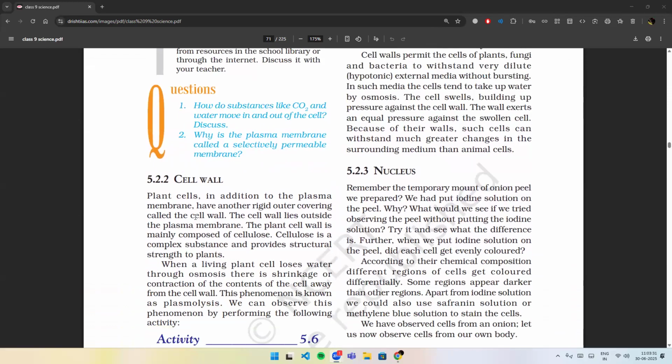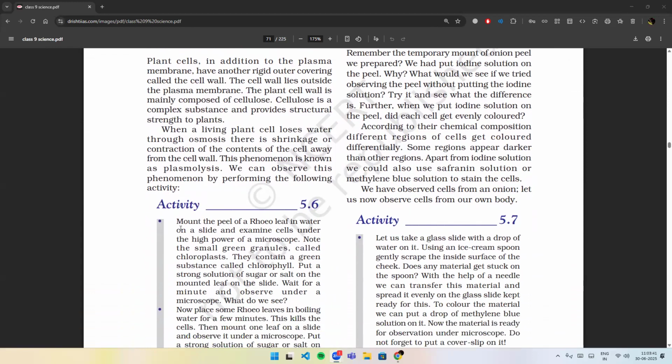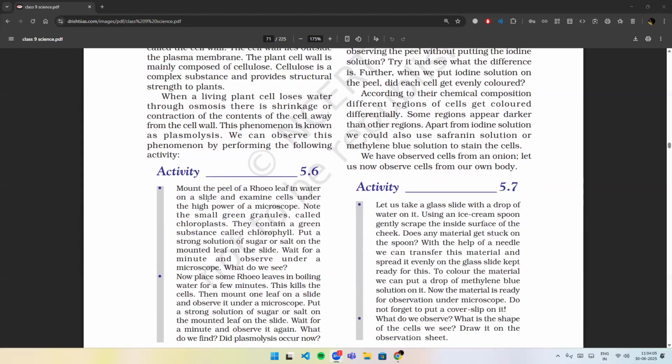Cell wall. Plant cells, in addition to the plasma membrane, have another rigid outer covering called the cell wall. The cell wall lies outside the cell membrane. The plant cell wall is mainly composed of cellulose. Cellulose is a complex substance and provides structural strength to plants. When a living plant cell loses water through osmosis, there is shrinkage or contraction of the contents of the cell away from the cell wall. This phenomenon is known as plasmolysis. We can observe this phenomenon by performing the following activity.